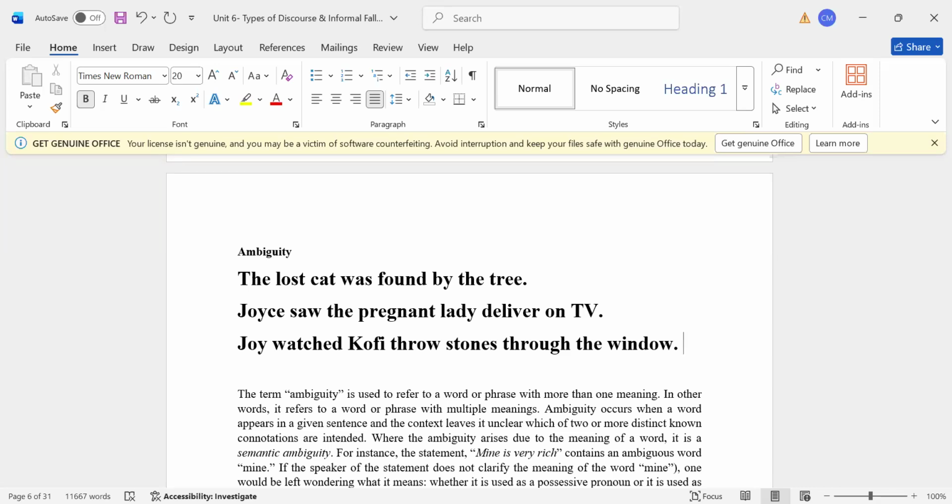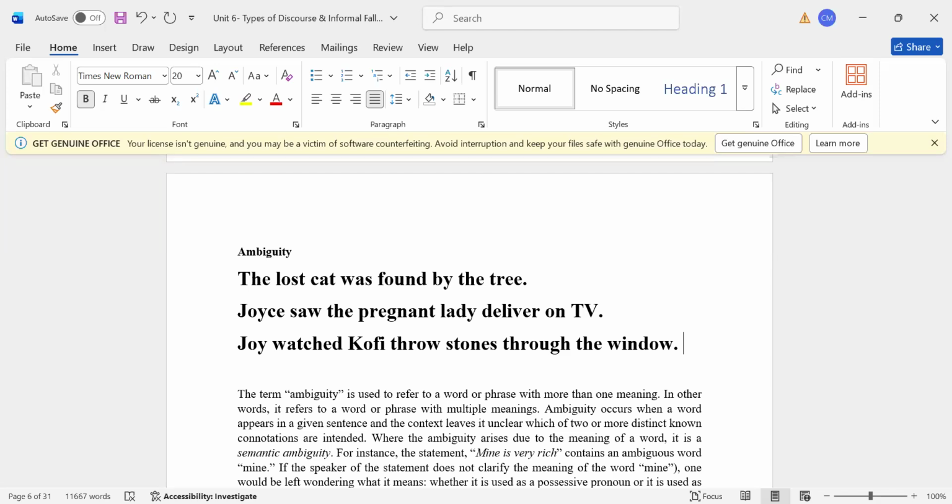Joyce watched Kofi throw stones through the window. So the one meaning is that Joyce was watching, or Joyce saw the process of Kofi throwing stones through the window. The second meaning is that the word and the way that it is used, watch.